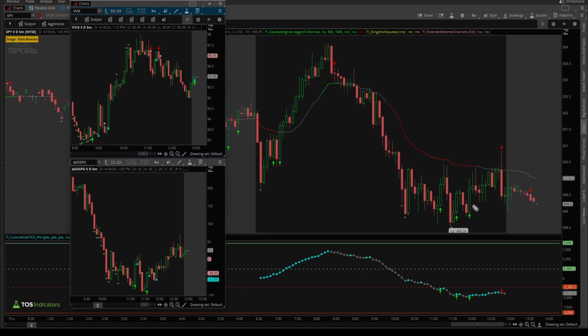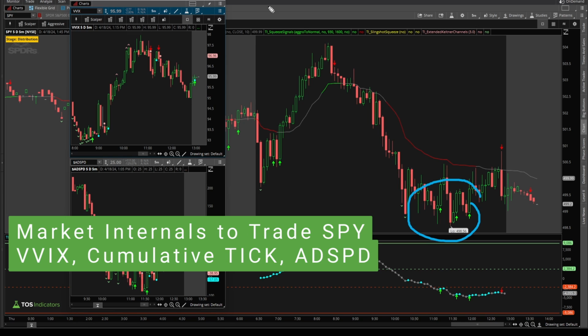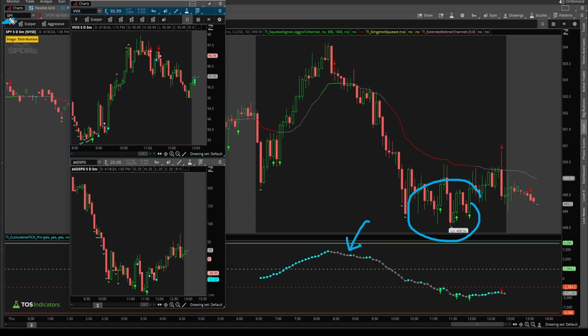In today's video, I'll show you a quick and simple way to make use of market internals to trade the S&P 500. I have a chart in the background of the SPY ETF, and I also have the small 2-grid chart with the volatility of the volatility index, that's VVIX, along with the advanced decline spread. And on the bottom of my chart, I have the Cumulative TICK Pro. So we have 1, 2, and 3 pieces of different internal information that we can make use of, along with a chart of the S&P 500.